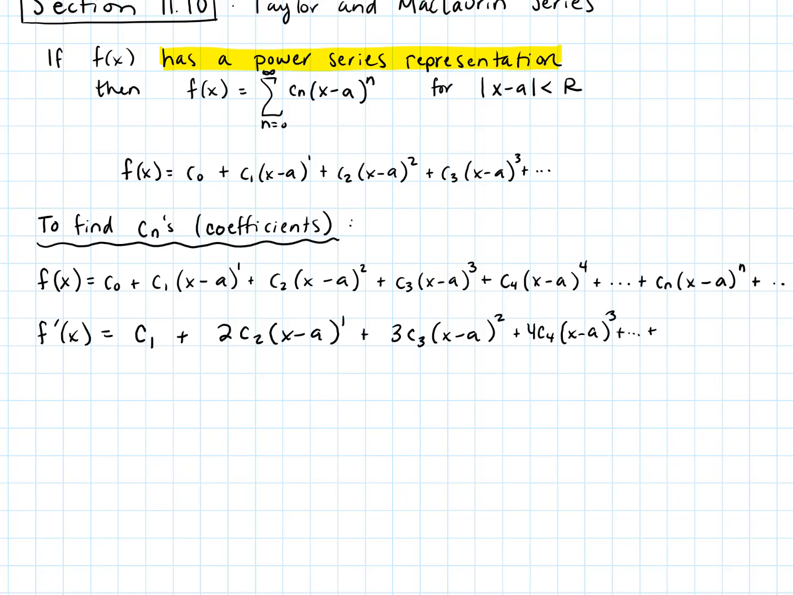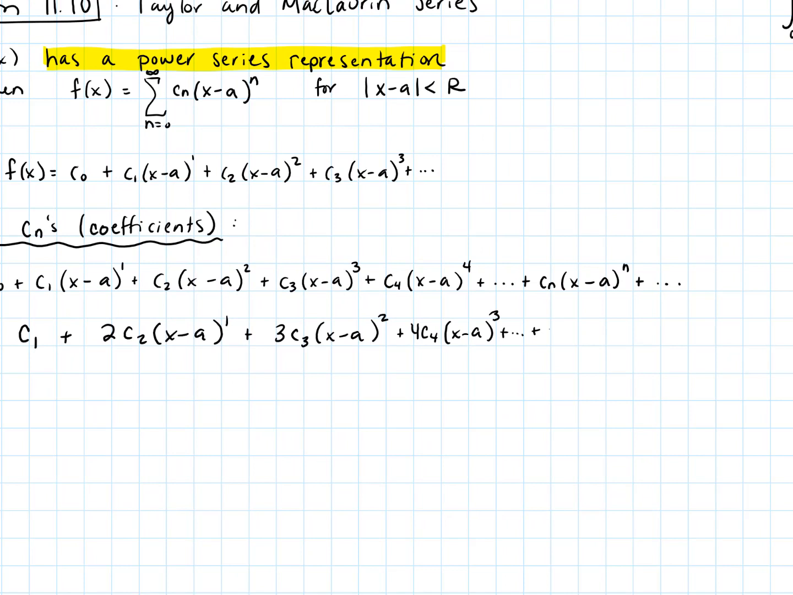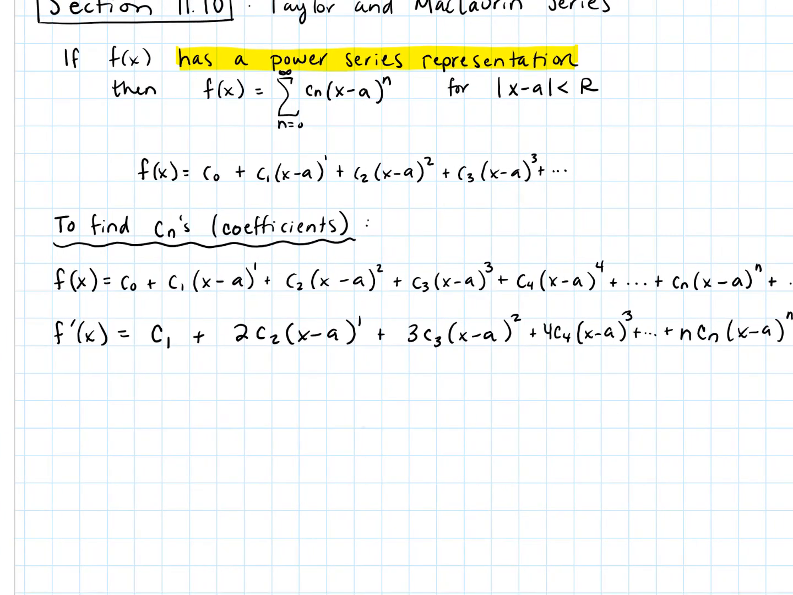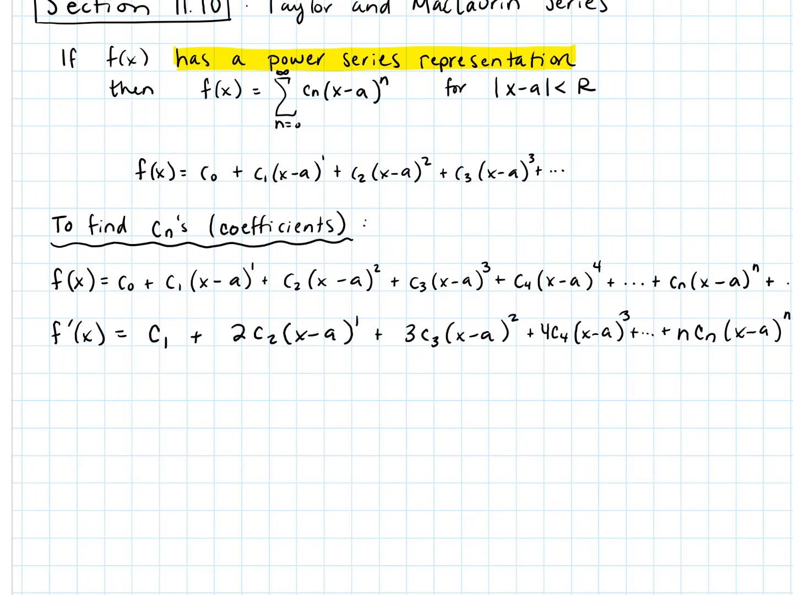And the nth term would then be n times c_n times (x minus a) to the n minus 1. So we're going to look for some patterns here. I'm going to take it out to that nth term. Then we're going to take the second derivative. We're just going to keep going, taking repeated derivatives here.